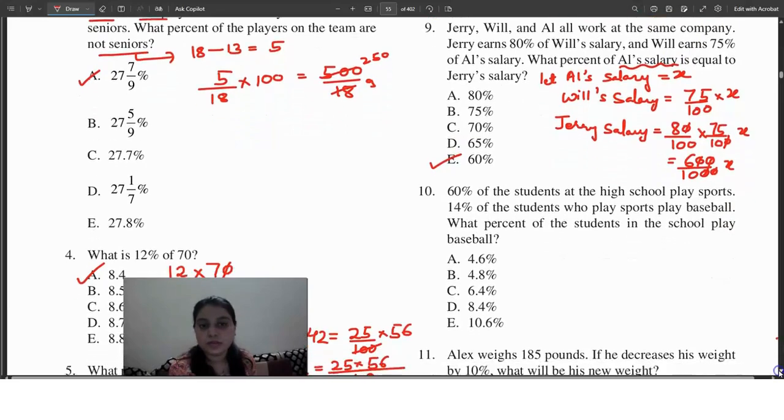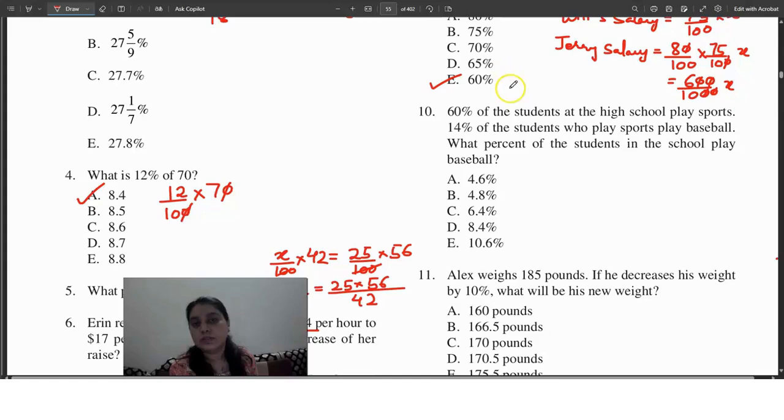Now 10th one. 60% of the students at a high school play sports. 14% of the students who play sports play basketball. So out of the total number of students, only 60% play sports. And out of these 60%, 14% play basketball. What percent of students in the school play basketball?